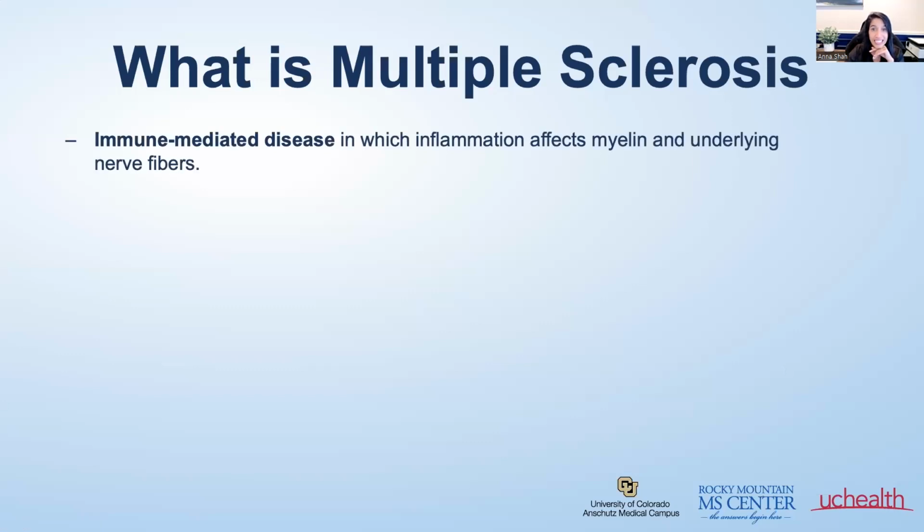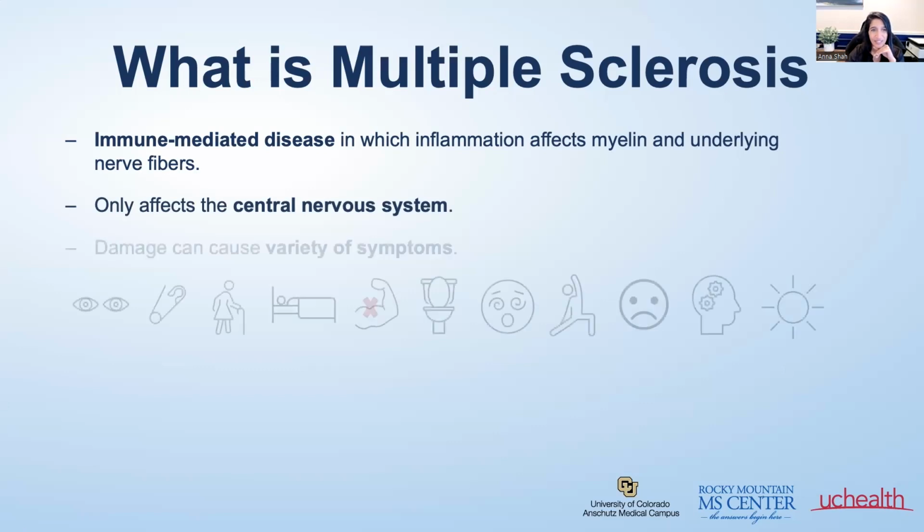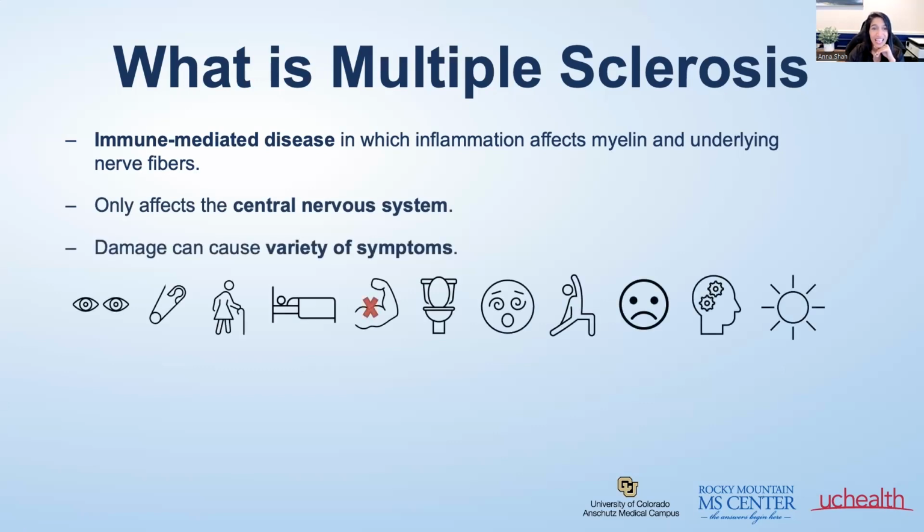MS is an immune-mediated disease, like we already mentioned, where the inflammation is affecting myelin and the underlying nerve fibers, or those axons. And again, it only affects the central nervous system, and the damage can really cause a variety of symptoms. And this is one of the things that makes MS so complicated, is that we run into issues with diagnosis, because sometimes the symptoms are so varied. They can be attributed to a variety of things, and it makes it hard to tie them all together. And then we also will focus in on symptom management as well.